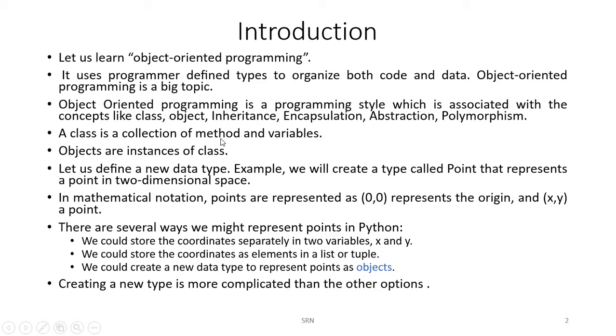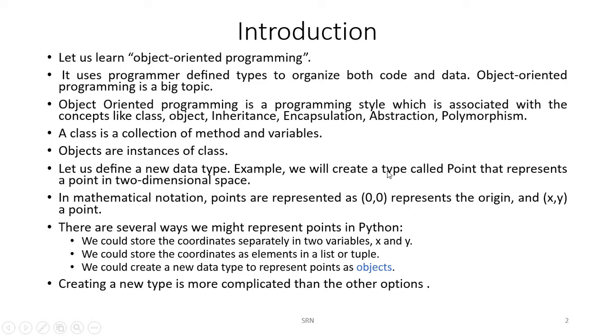Once we define a class, we can declare objects. Objects are instances of a class. In simple words, you can understand it as objects are variables of class type. But remember, variable is not a term used with class. Objects are instances of a class. Now let's see the example.